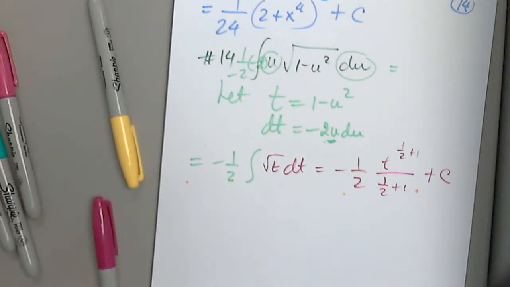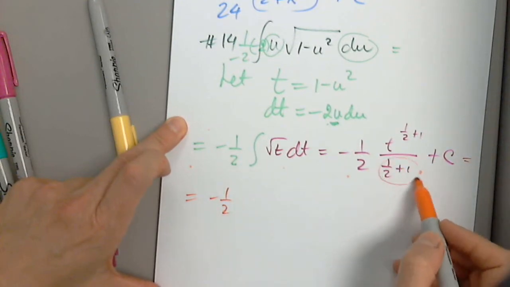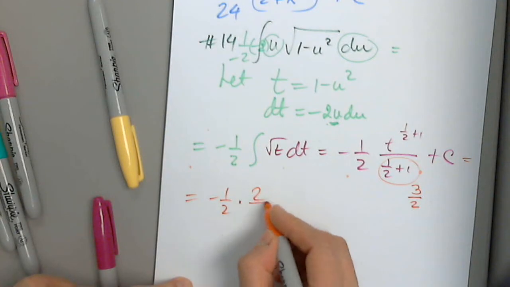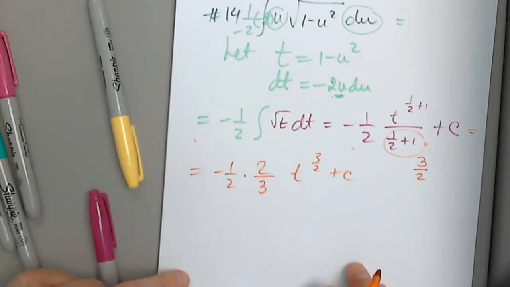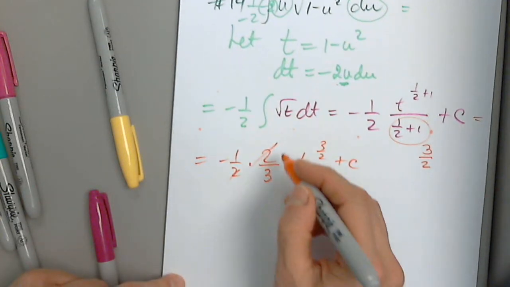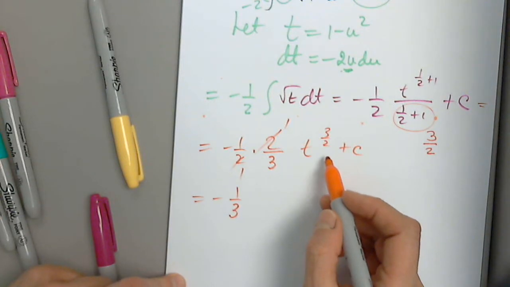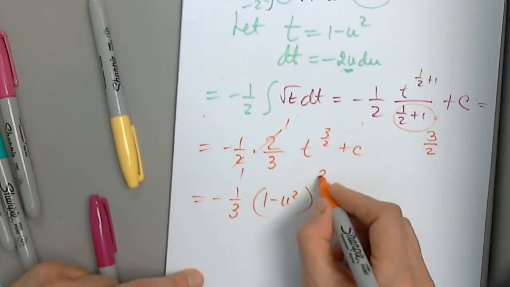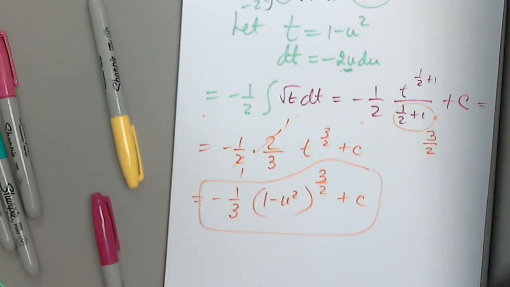Any questions? Okay, let's clean it up. So I have a negative 1/2, but this in the denominator will be 3/2, and I have to flip it. So 2/3, and t to 3/2 plus a constant c. I will simplify by 2, and I get negative 1/3. And yes, I have to go back and replace t. 1 minus u squared raised to 3/2 plus a constant c. And that's the final answer.